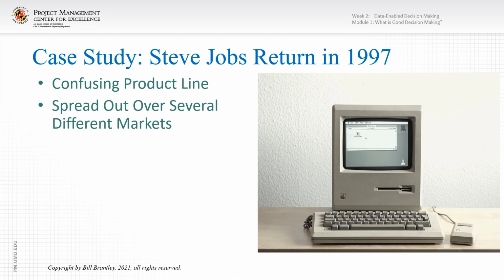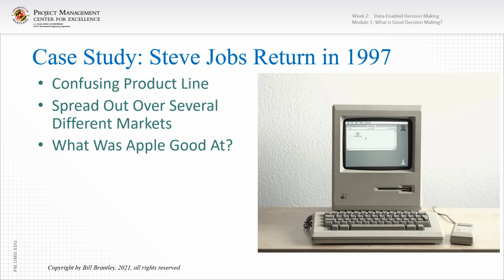And these were spread out over several different markets, and in some cases, these markets were ill-defined. You really didn't know who this was supposed to appeal to and why you had this computer system built for these people that you really couldn't define. So Steve Jobs asked a really good question that got at the heart of what was the problem.